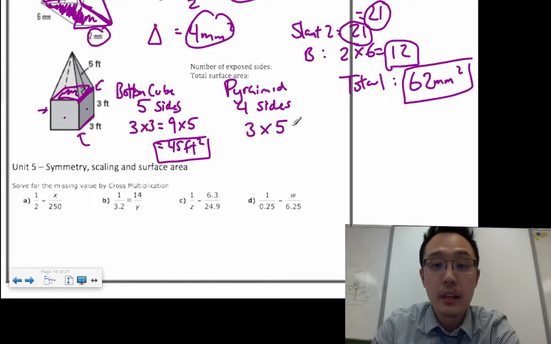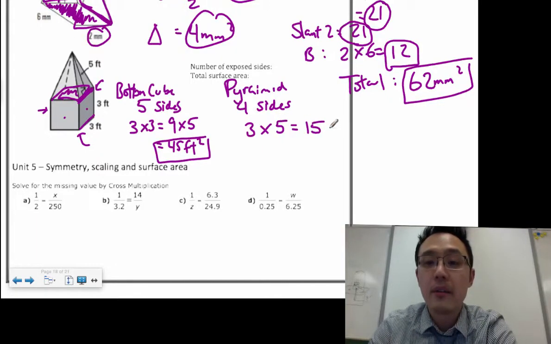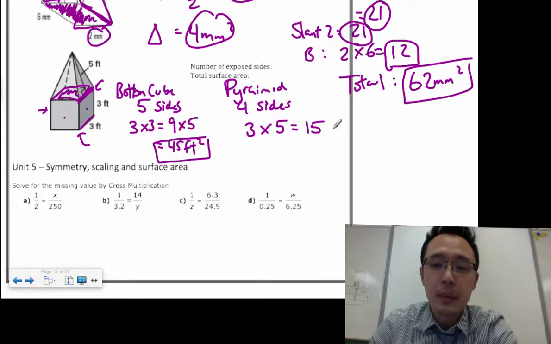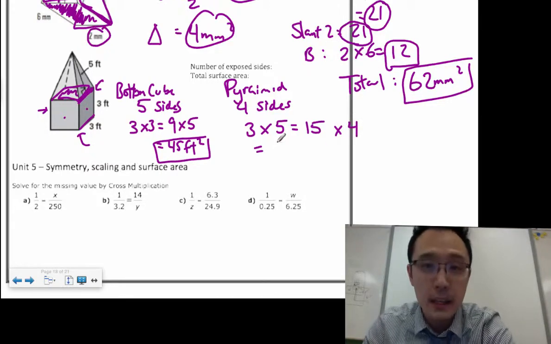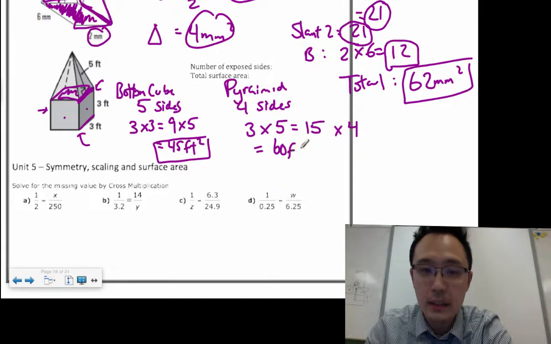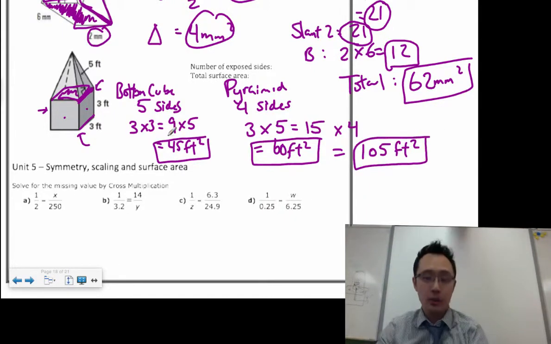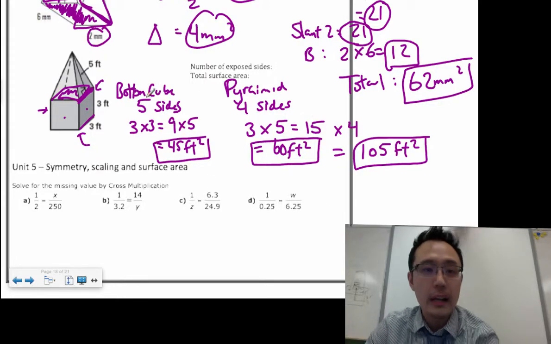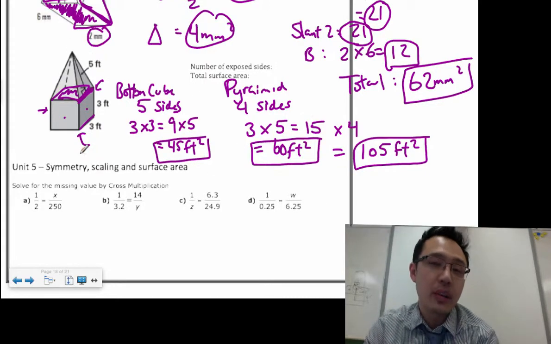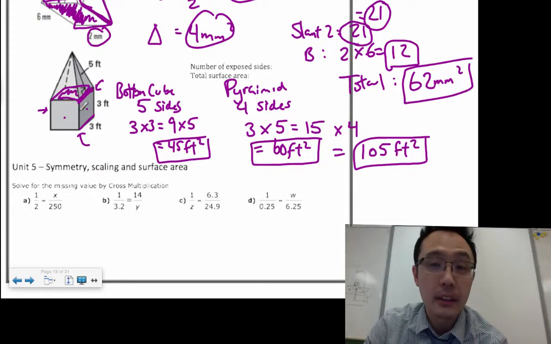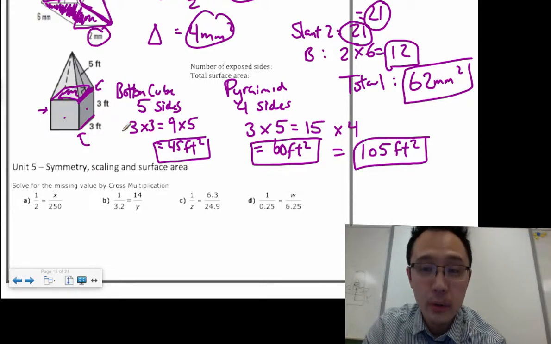And then what's my height? Well, it's given to me as 5. So that's going to be 3 times 5 is 15. And I'm going to multiply this by 4 sides. That gives me a total of 60 feet square. So I'm not done yet. I need to add these. That's the total of 105 feet square for this pyramid on a cube. So that's your surface area. Make sure you're able to see all the sides. Make sure you're able to see the calculations. Be thorough with your answers.